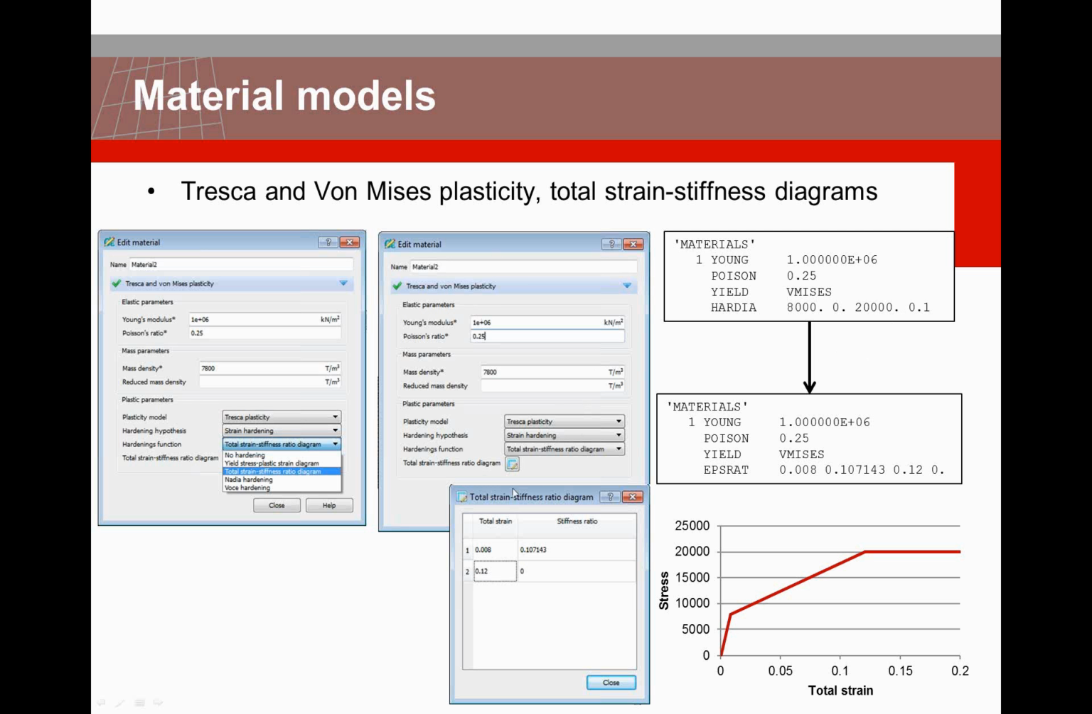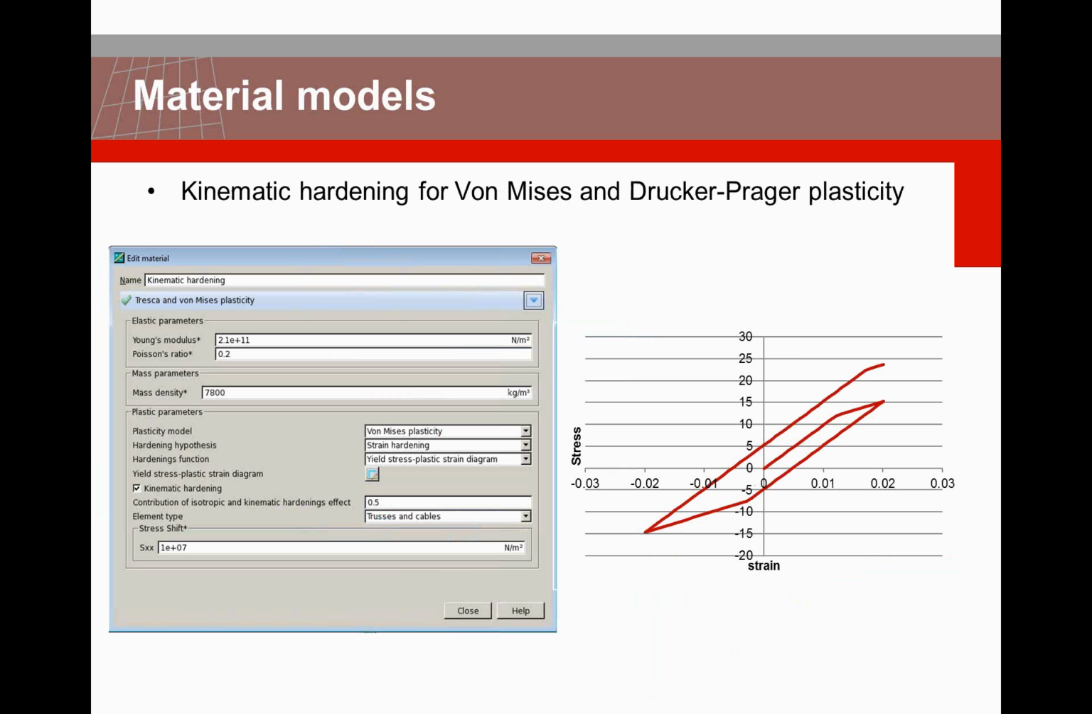But this is not so comfortable for engineers, because material characteristics usually are defined in terms of total strain and stress development, or total strain and reduction of stiffness. So we have made another hardening definition possibility available, which we call the total strain stiffness ratio diagram, in which the user can define the total strain and the stiffness ratio. In fact, it is the same information, but it is a different way of defining the same information.